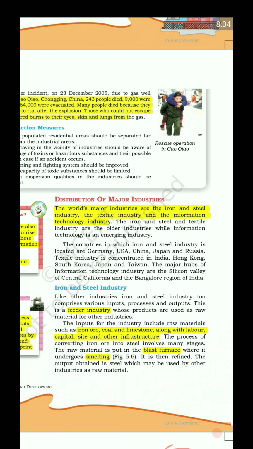The countries in which the iron and steel industry is located are Germany, USA, China, Japan, and Russia. Textile industry is concentrated in India, Hong Kong, South Korea, Japan, and Taiwan. And the major hubs of information technology industry are the Silicon Valley of Central California and the Bangalore region of India.